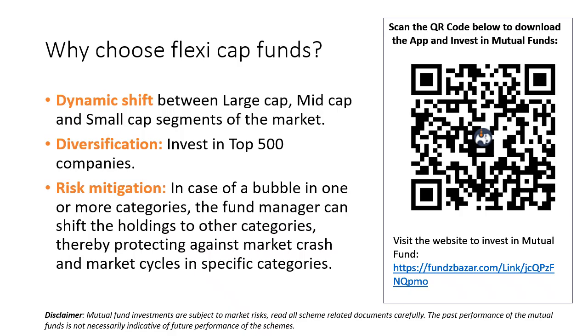Now see, all these benefits are interlinked, because there is a dynamic shift among various categories or segments of the market, there is diversification, and because there is diversification, there is risk mitigation. How does risk mitigation work in a flexi cap fund? In case of a bubble in one or more categories, the fund manager can shift the holdings to other categories, thereby protecting against market crash and market cycles in specific categories.